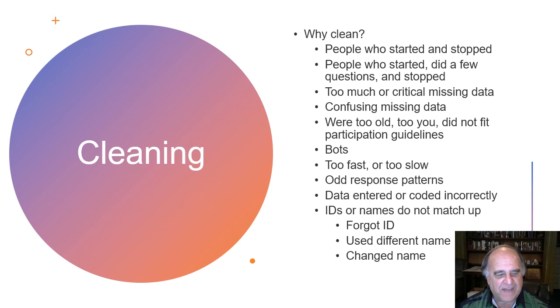Especially if some of your data is being entered by hand or by coders, you could have data that's entered or coded incorrectly, where, for example, somebody had to obtain a score between 1 and 5, and they obtained a 13.